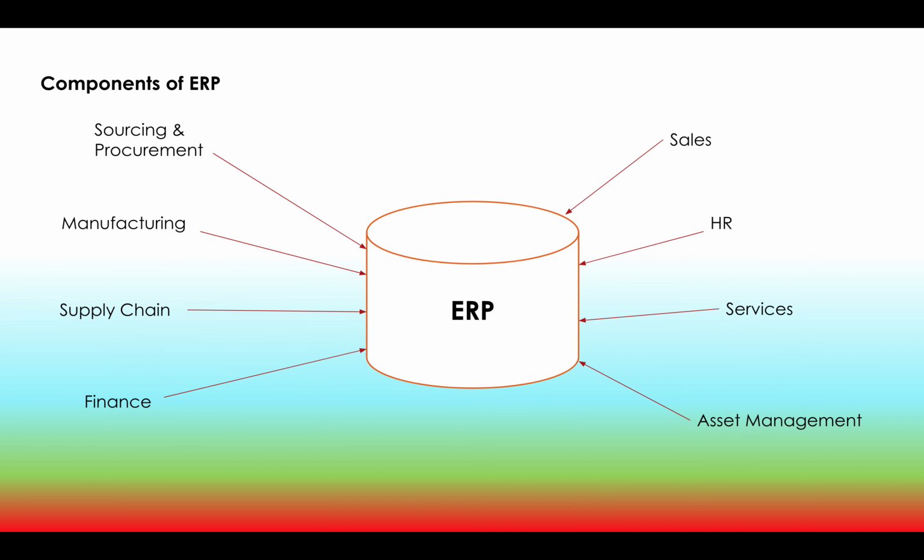Supply chain, as I said, makes sure we receive materials from partners, send materials to customers, and send materials to third-party vendors for subcontracting. These are all part of supply chain. And finance involves payments, billing, invoices. All these related topics come under finance.